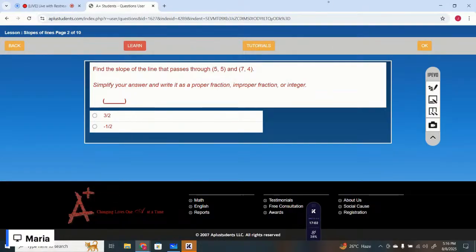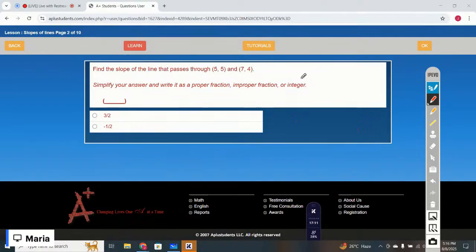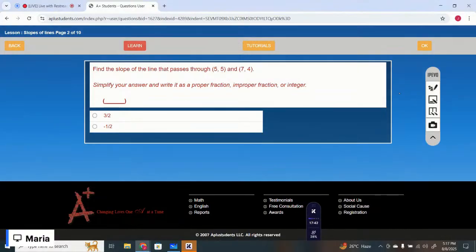Find the slope of the line that passes through 5, 5 and 7, 4. So change in y, 5 minus 4 is 1 and change in x, 5 minus 7 is -2. So that is -1 over 2. That is -1 by 2. Option number 2 is the correct option.